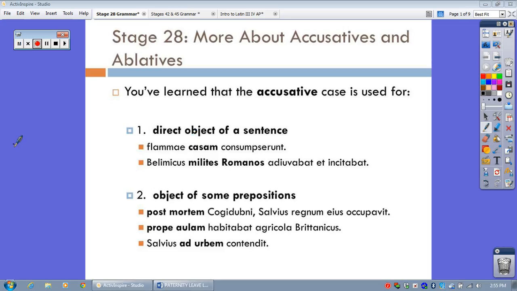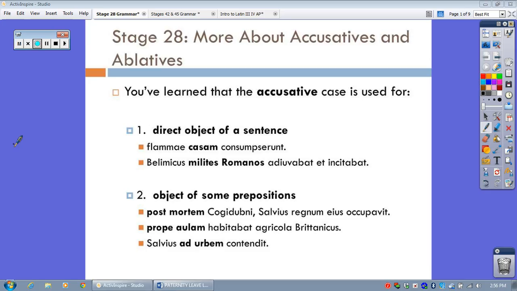Okay, welcome back. You are probably relieved that for the first time in quite a while, your grammar notes actually have nothing to do with verbs. And really, they just have to do with nouns. And today, we're going to talk about some additional uses of the accusative case and the ablative case.